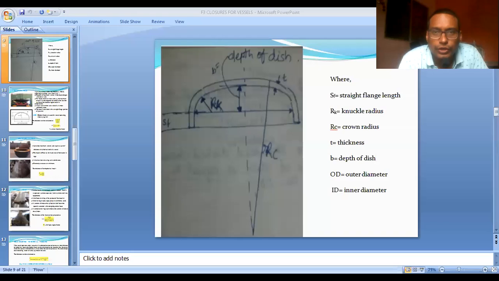In the closure 2 video, the 6 to 18 minutes portion is not properly seen. It's a PPT, so I am repeating this 6 to 18 minute PPT again. That is related to the types of the head, which is incorporating the toruspherical head.